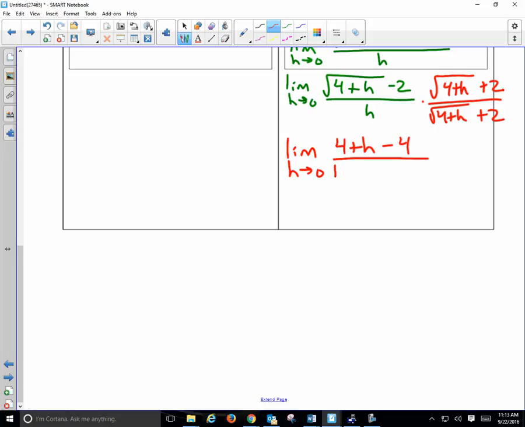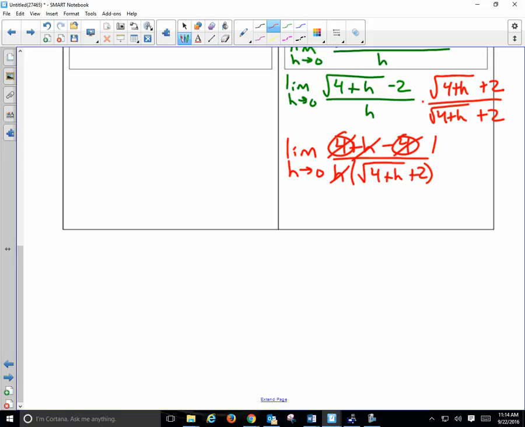In the denominator, please make sure you write the second denominator in parentheses. So square root of 4 plus h plus 2, because there's an h factored out of that, right? Because that's the multiplier. So what do you notice happens? 4's cancel, h's cancel, leaving 1 in the numerator.